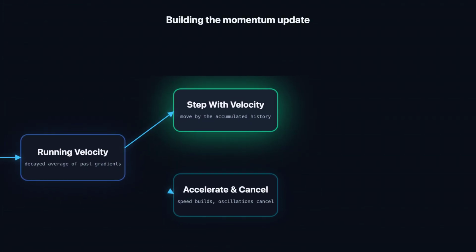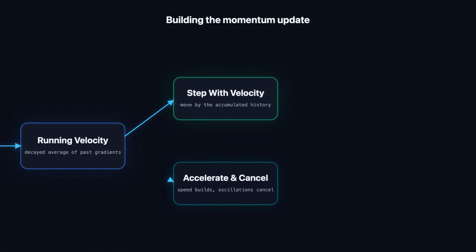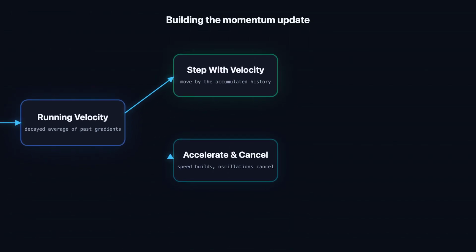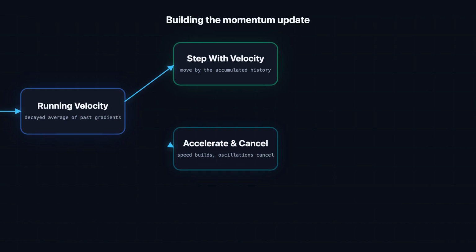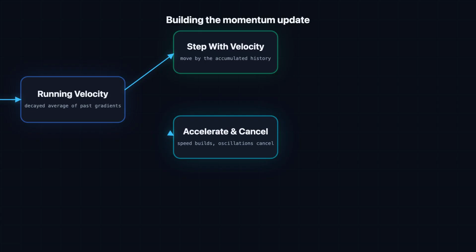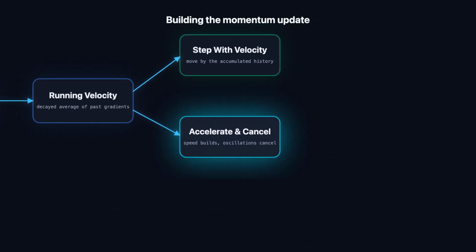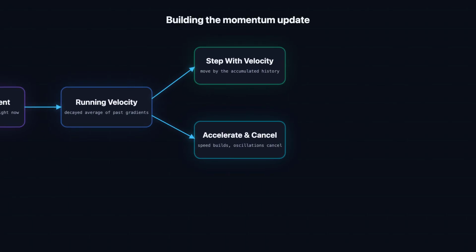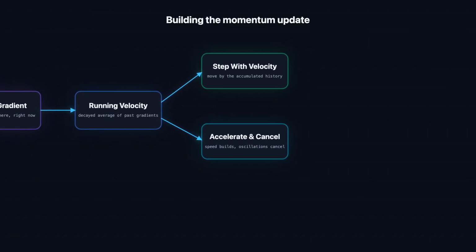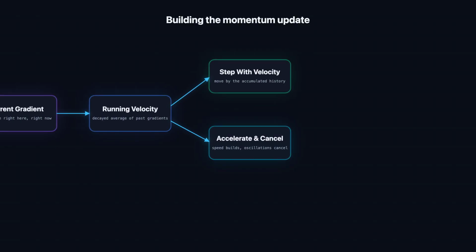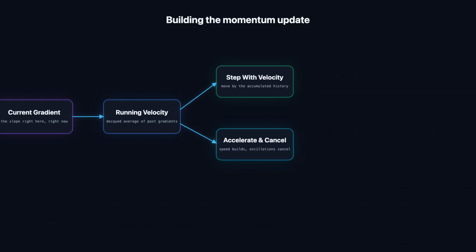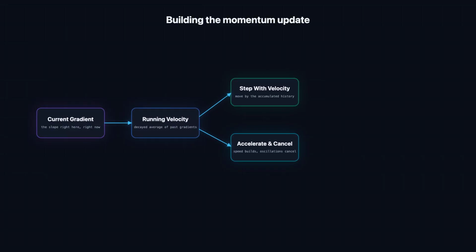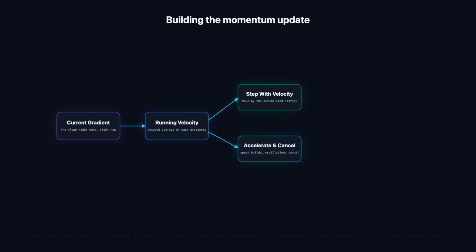Then step the weights using that velocity, not the raw gradient. So the update carries the accumulated history with it, and any direction the gradient keeps pointing toward gets reinforced step after step, building genuine speed. The result is exactly what we wanted. Along the consistent downhill direction, the velocity accumulates and accelerates, while the oscillations across the steep walls point opposite ways on successive steps and quietly cancel out. The optimizer stops fighting itself, and you get faster, smoother convergence toward the minimum.